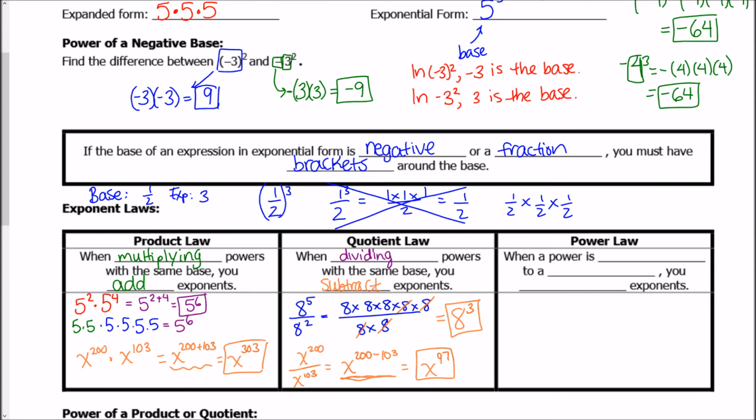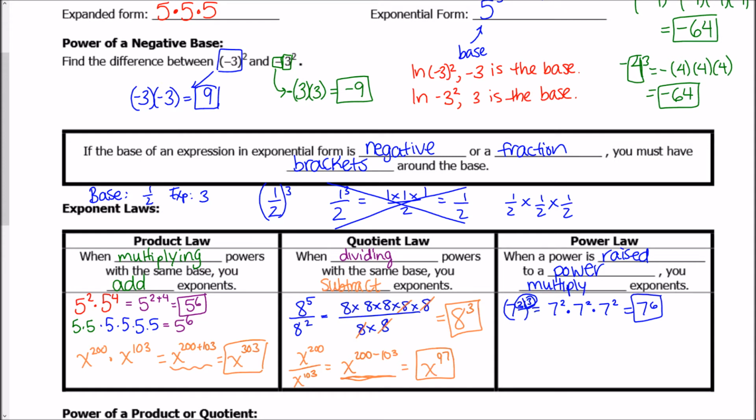Okay, the power law. When you have a power that is raised to a power, what are you going to have to do? So if I have 7 to the power of 2 raised to the power of 3, what that means is I'm going to have 7 to the power of 2 3 times. So it's 7 to the power of 2 times 7 to the power of 2 times 7 to the power of 2. But we know that when we multiply, we add our exponents, so we get 7 to the power of 6, right? But the shortcut with the 2 and the 3 is we can just simply multiply the exponents.